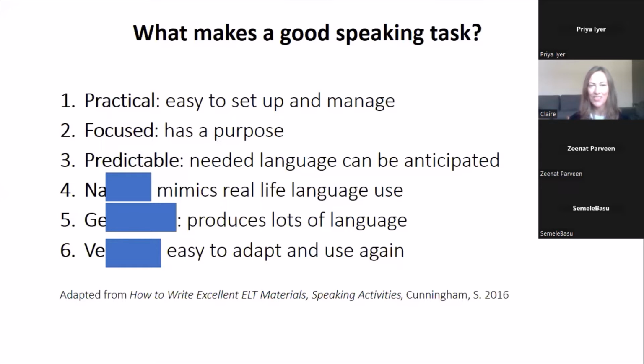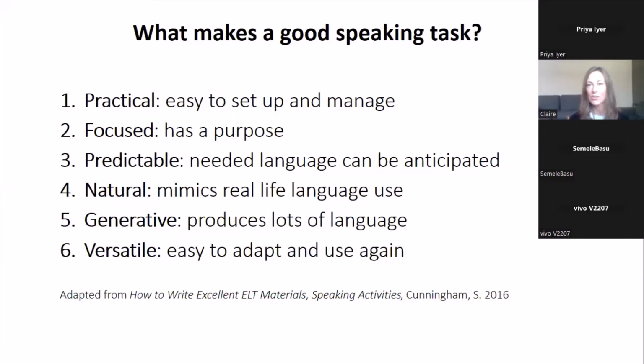So you can help students with the language that they need. There you go. Number 4, it mimics real life language use, really important. This one, well done, Purva and Wazila, natural, good. Number 5, how about this? It produces lots of language. That's it, well done. Again, Mohammed Nazir, it's generative. Yeah, that's it. That's what we want, isn't it? A speaking activity that's going to get students speaking. And number 6, well done, Wazila, is versatile, so easy to use again.